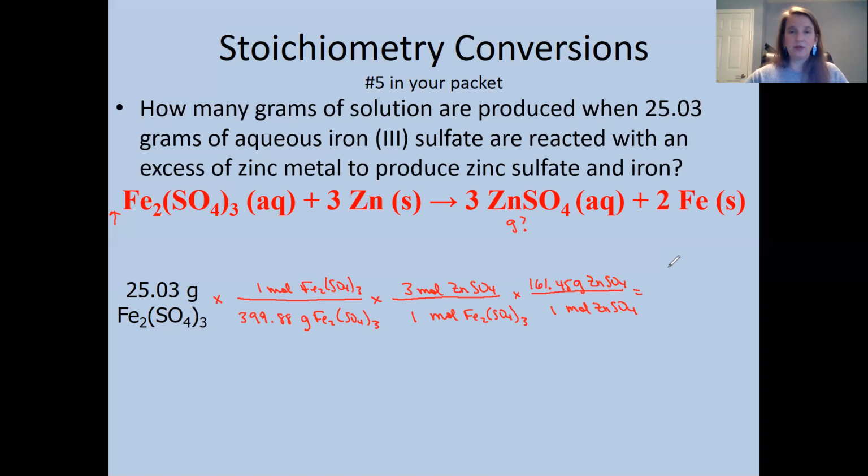Now you can solve these any way you would like to. If you want to multiply across the top first and then divide across the bottom. I personally always work left to right. So I take 25.03 divided by 399.88 because it's in the bottom, times 3 because it's in the top, times 161.45. And I'm going to have 4 sig figs because I've got 4 sig figs in my starting value. So my answer would be 30.32 grams of zinc sulfate. Okay.